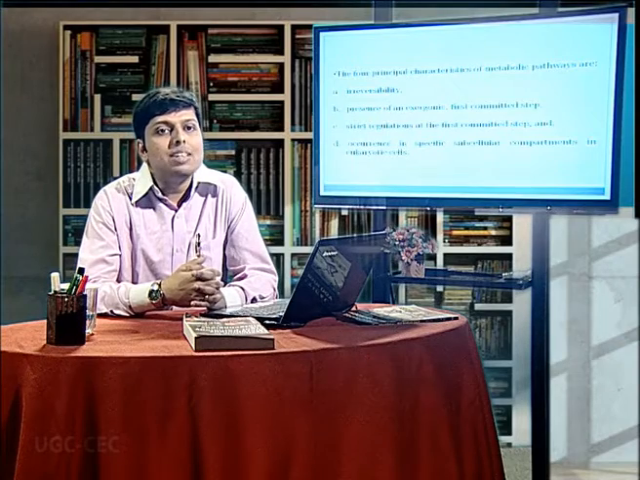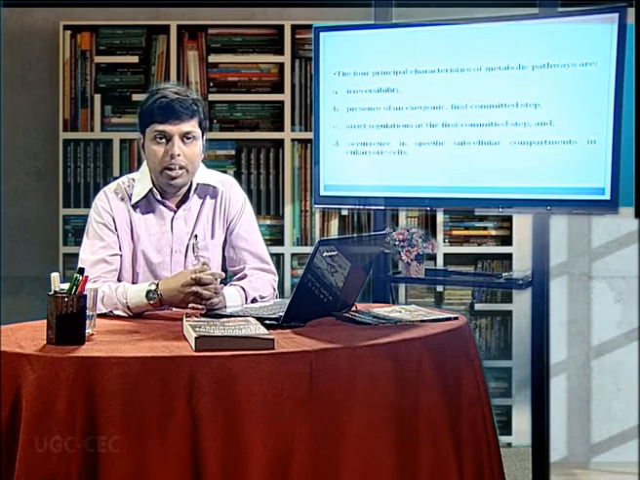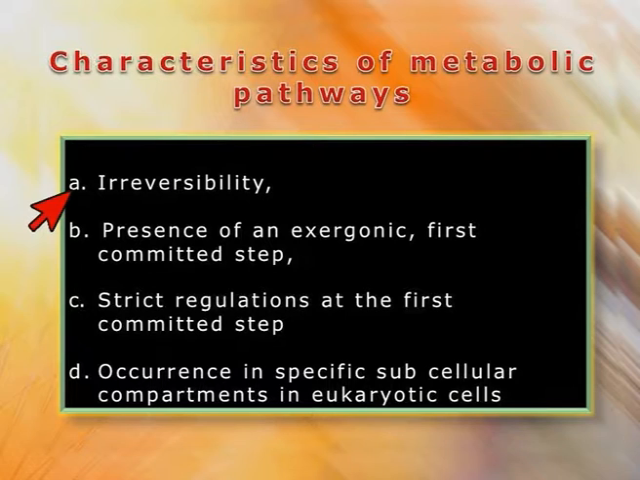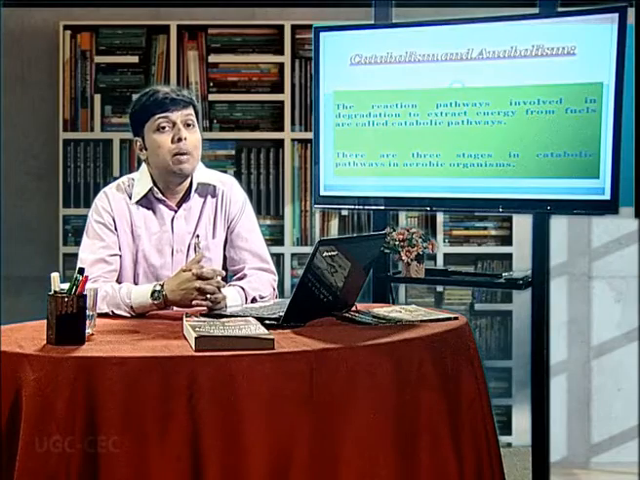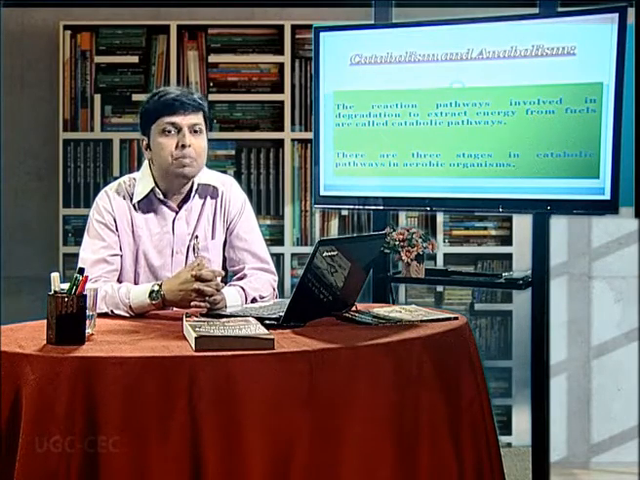There are four principal characteristics of a metabolic pathway: number 1, irreversibility; number 2, the presence of a first exergonic committed step; number 3, a tight regulation at this step; and number 4, compartmentalization, that is the occurrence of metabolic reactions within particular subcellular compartments in the case of eukaryotic cells. Now, metabolism can be classified broadly into two subtypes, the catabolism and the anabolism.